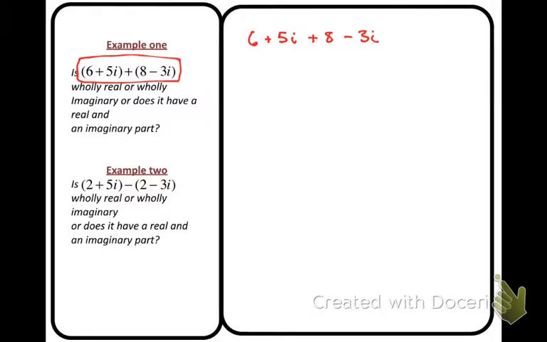Next, we combine our like terms. So we have a 6 and we have an 8. 6 plus 8 is 14. When you're dealing with imaginary numbers, you want to write your whole numbers first and then your imaginary. And then we have 5i minus 3i, which is a positive 2i. So simplifying that out, we get 14 plus 2i.